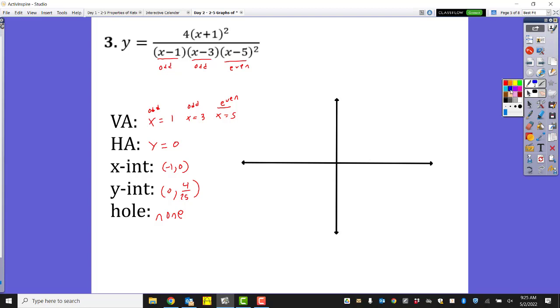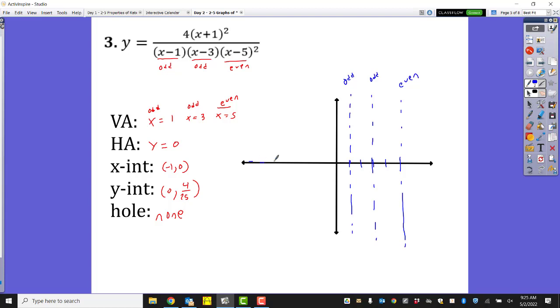Once again, horizontal asymptote is 0. We do not need to check for crossing. The x-intercept already checks that for us. All right, so there's a few things we're looking at. First, we want to label our asymptotes. X equals 1, x equals 3, x equals 5. This is odd, odd, and even. Okay, odd, odd, and even.